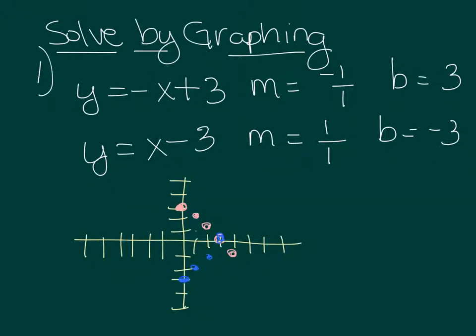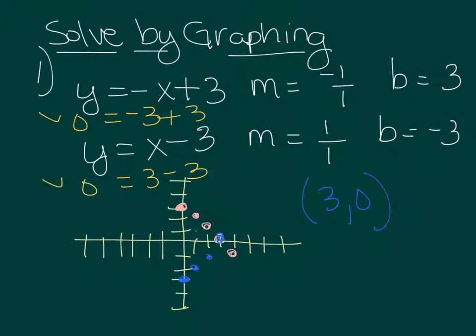Now, it appears they cross at (3, 0), but of course I'm going to check that because my graphing may not be as accurate as I like. So we're going to suppose the answer is (3, 0) right now. If I plug these into the two original equations to check them, I get 0 equals -3 plus 3. That one checks. We're good there. And on the second one, I have 0 equals 3 minus 3, and that one checks. So I know the answer is okay, so the answer is (3, 0).